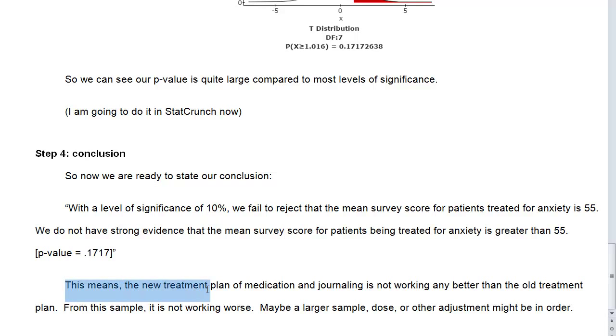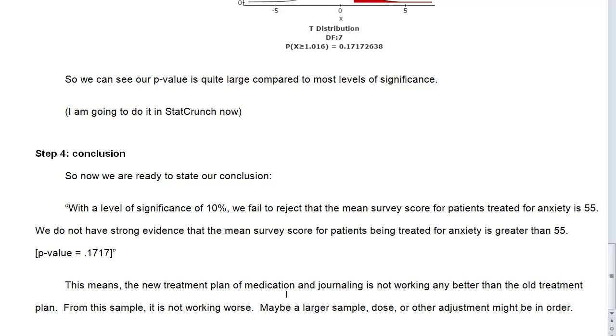And this means that the new treatment plan of medication and journaling is not working any better than the old treatment plan. From this sample, it is also not working any worse, right? So that's kind of an interesting thing to note. So maybe a larger sample, instead of using 8 patients, maybe if she did it with 20 patients, maybe it's simply a dosage or other adjustment in the journaling might be in order.